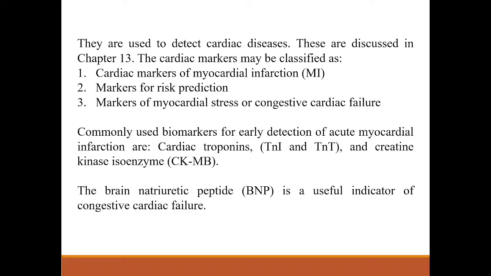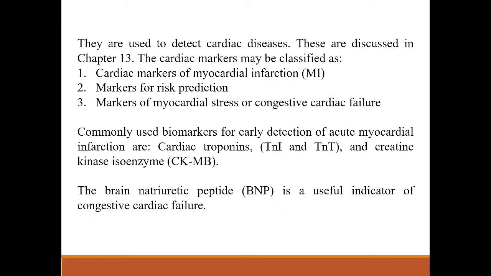So, commonly used biomarkers for early detection of acute myocardial infarction are cardiac troponins TNI and TNT, and creatine isoenzyme, that is CKMB. This CKMB is also called CPK, that is the same creatine phosphokinase. If you see in the diagnostic list, it is given as CPK, that is creatine phosphokinase, because creatine kinase is creatine phosphokinase only. MB is what is given, that is the fraction, muscle brain, MB fraction is checked. Okay. So, this is very important.